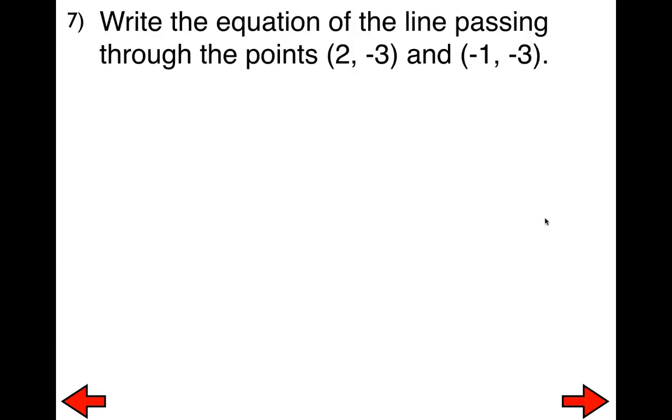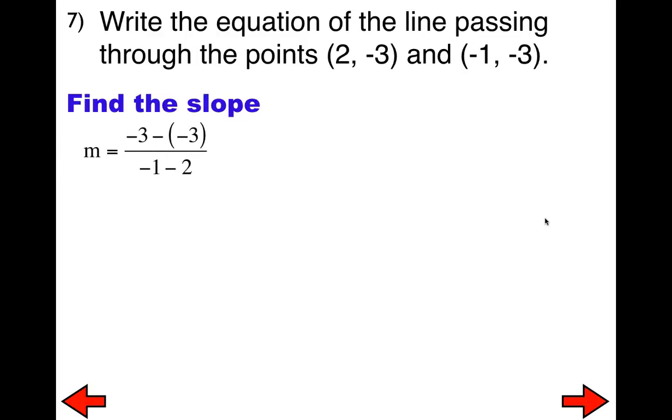So here, notice it says, again, the same instructions, write the equation of the line passing through the points 2 comma negative 3 and negative 1 comma negative 3. We're going to go ahead and just work this out. We're going to find the slope. We always do difference in y over difference in x, second minus first. And notice here I get 0 over negative 3.